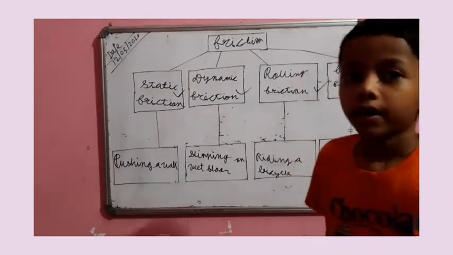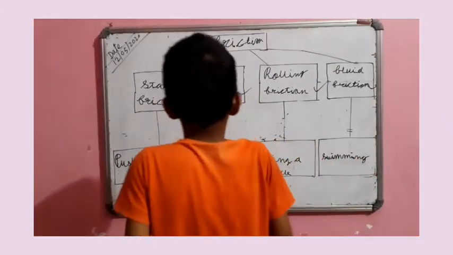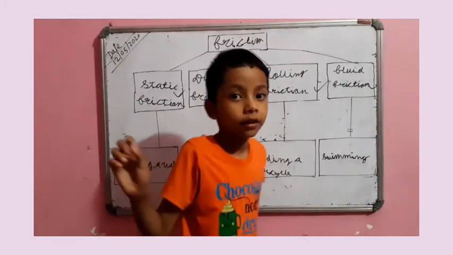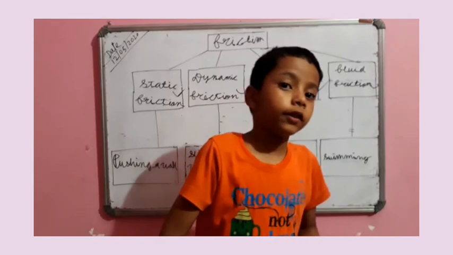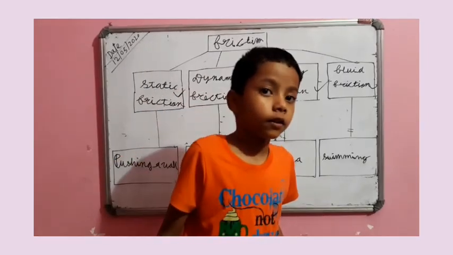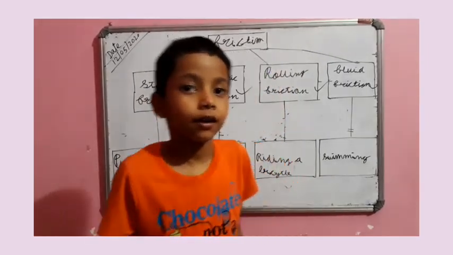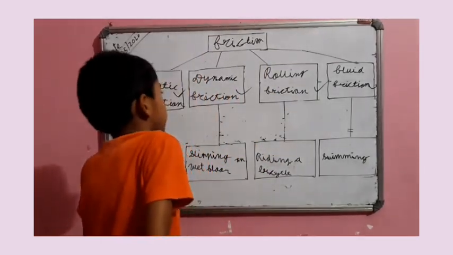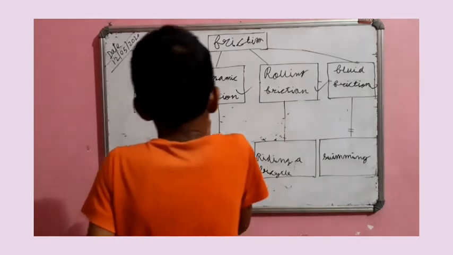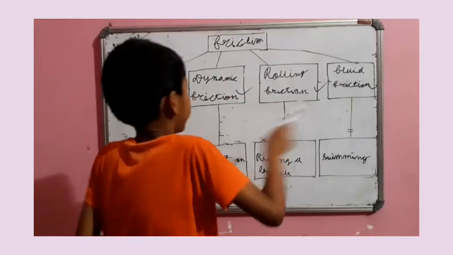Okay. Now the final question. How many types are there in friction? 3, 1, 4, or 2? There are 4. Okay, there are 4 types of friction.